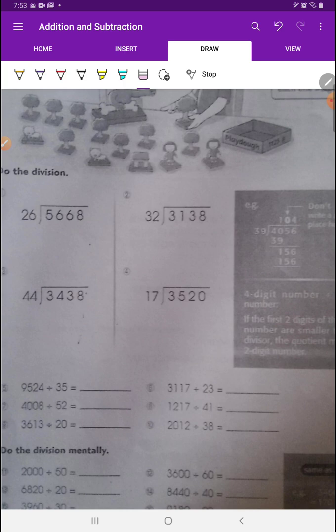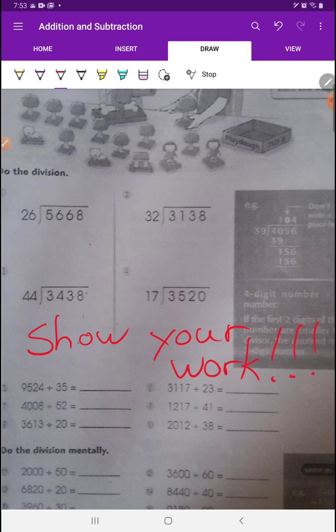And remember, show your work. Remember, this is a requirement. If you don't show your work, I'm going to mark it wrong, even if you actually have the correct answer, because I don't know if you used a calculator or not.